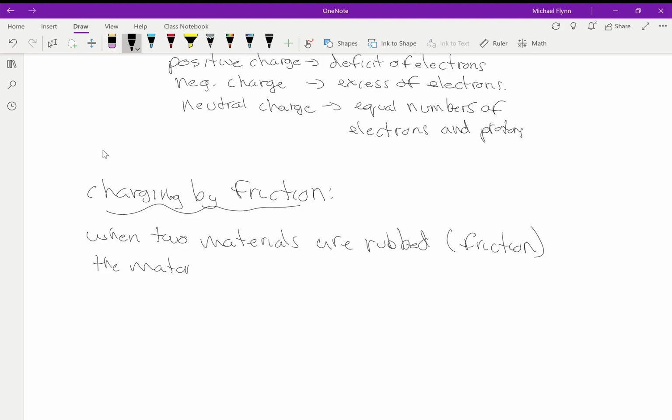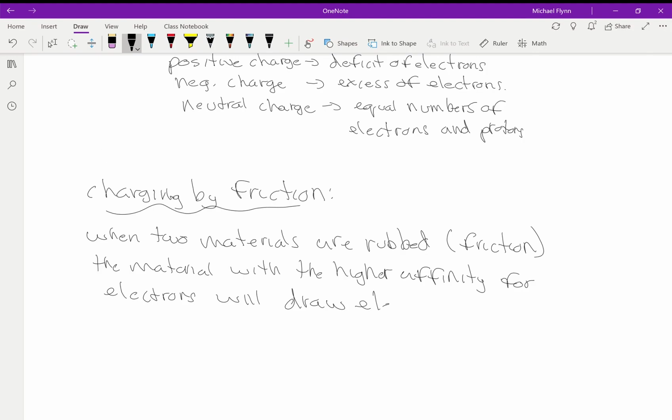The material with the higher affinity, meaning attractiveness, for electrons will draw electrons from the material with the lower affinity.